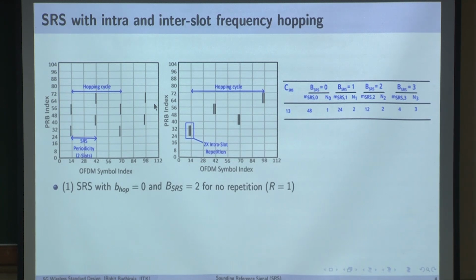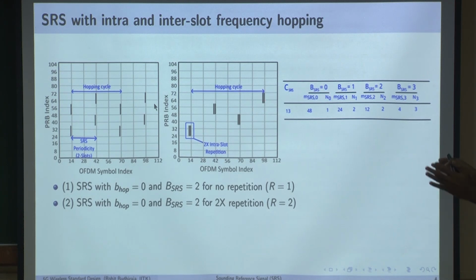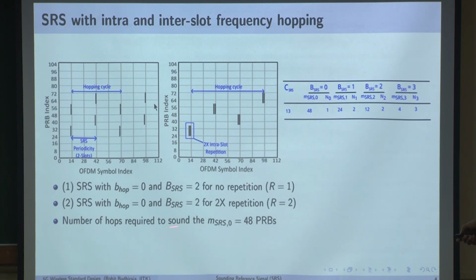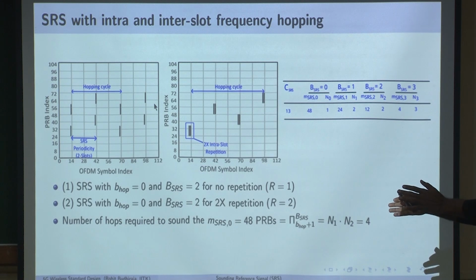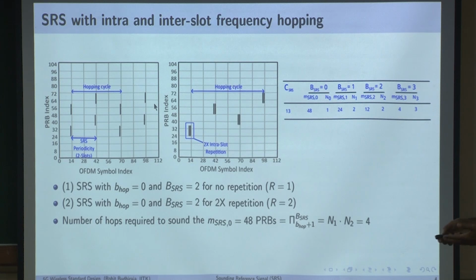Now here, BSRS is the same at 2, but we have set a repetition factor of 2. So what is happening? We are repeating, that's all. The hopping cycle is going to increase because we have allowed repetition of a factor of 2. The number of hops required to sound out the maximum bandwidth is 4. So this is an example. We take one more example to make things clearer.